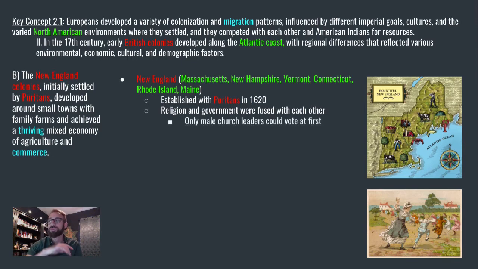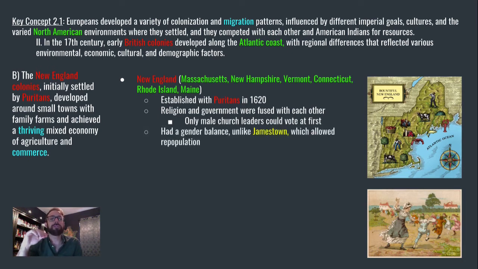And the way this looked for them was only male church leaders were allowed, and only they could vote. So in a way, there's like a little bit of democracy, but not much at all, because you had to be a leader, so powerful, and you had to be involved in the church. Remember, in this case, church and government paired together. Now, something that's different about New England from the Chesapeake colonies is there was a gender balance. So in Virginia, it was mostly young men looking to strike it rich.